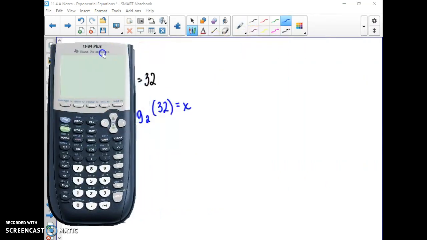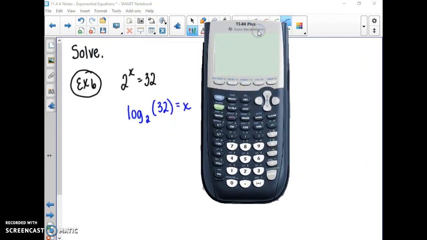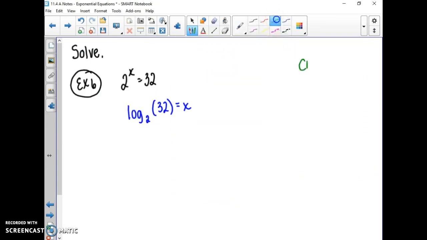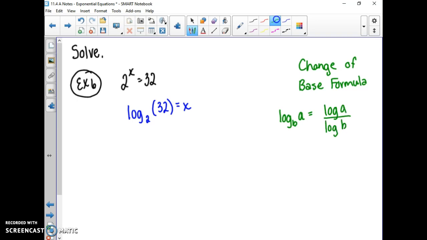So what we have to do to be able to get our answer here is we have to use what's called the change of base formula. And the change of base formula simply tells us that if we have log base b of a, that is equivalent to the common log of a over common log of b. Or, rather than using common logs, we could also use natural logs. We could say natural log of a over natural log of b.